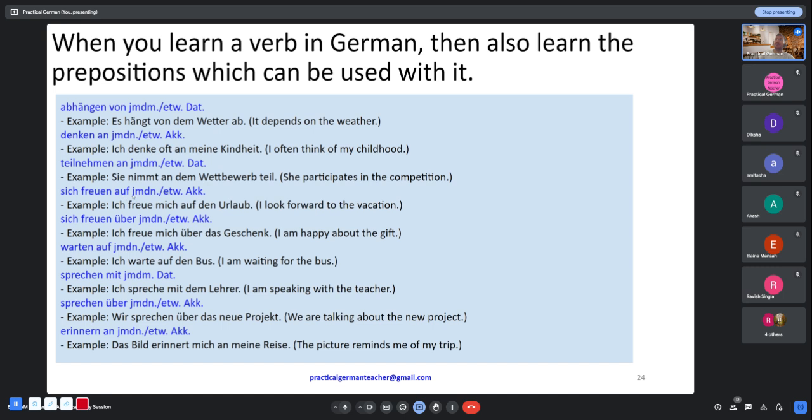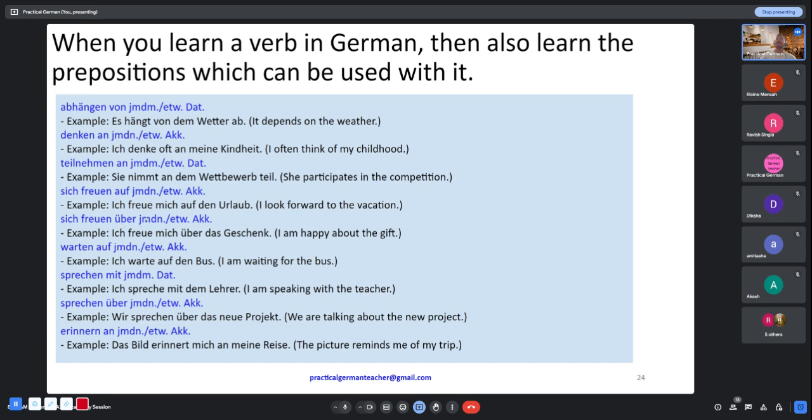Next, sich freuen auf. And then you also have sich freuen über. Sich freuen means to be happy. But the preposition makes a lot of difference. Sich freuen auf, you can use when you are talking about something present or something that is going to happen in the future. Sich freuen über is always about something that has already happened.